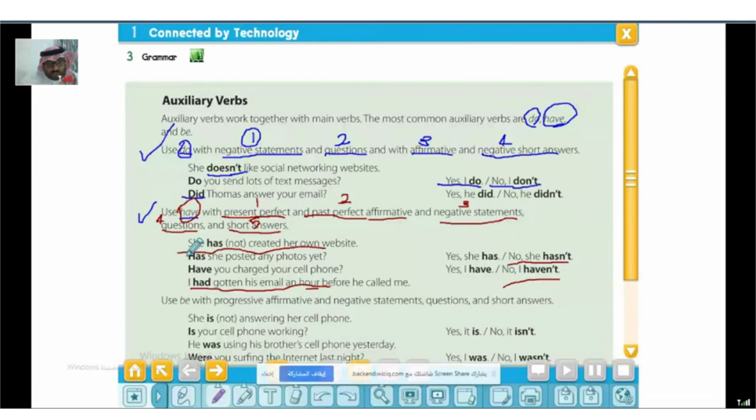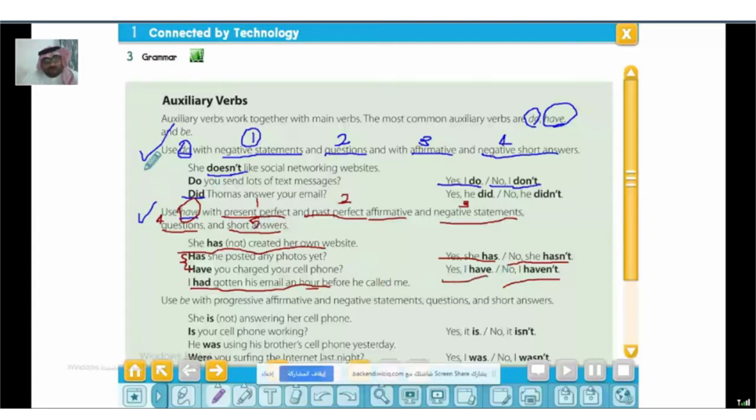See here. We have two questions here. Has she posted any photos yet? Have you charged your cell phone? We have now two questions. They start with the helping verb has or have. These questions have short answers. This is a short answer affirmative. This is number five, short answer.